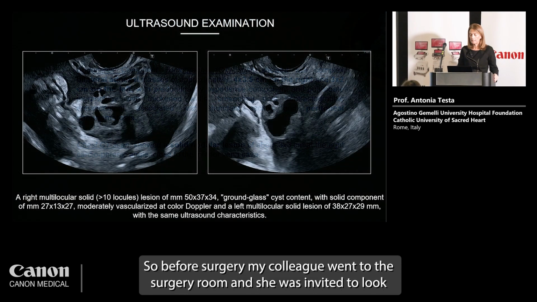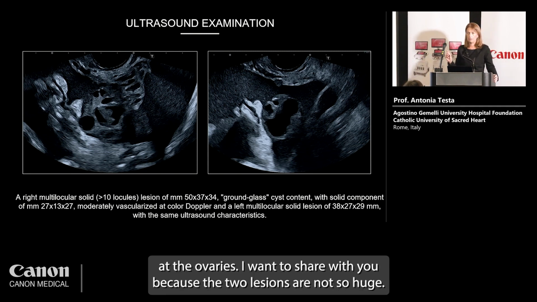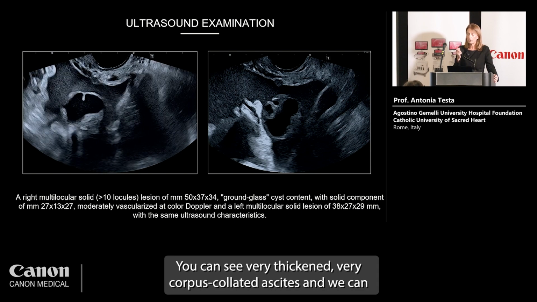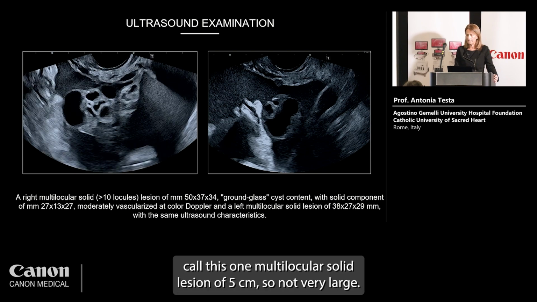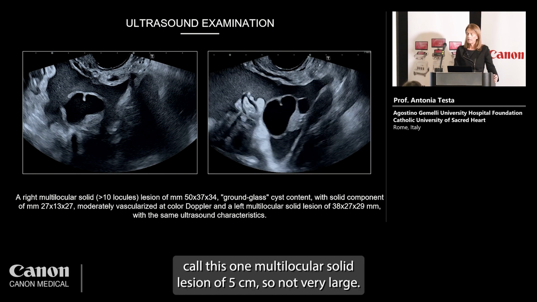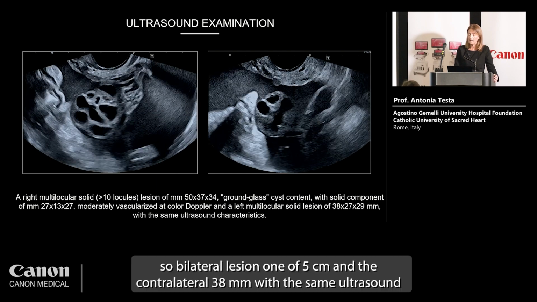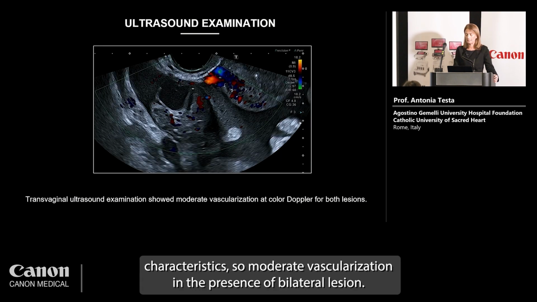Before surgery, my colleague went to the operating room and was invited to look at the ovaries. I want to share this with you because the two lesions are not so huge. You can see very thickened, very corpusculated ascites, and we can call this one a multilocular solid lesion of 5 centimeters, so not very large. And this is this one. Now, a bilateral lesion, one of 5 centimeters, the contralateral 38 millimeters, with the same ultrasound characteristics.